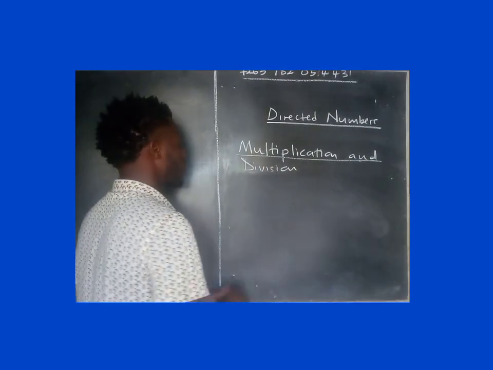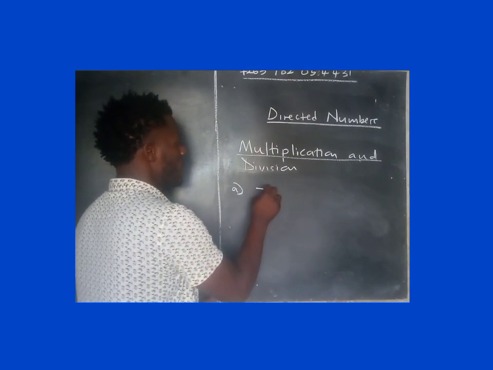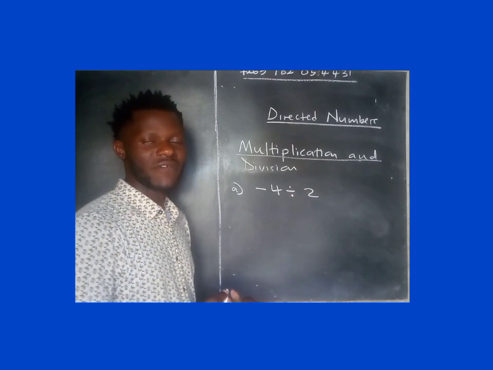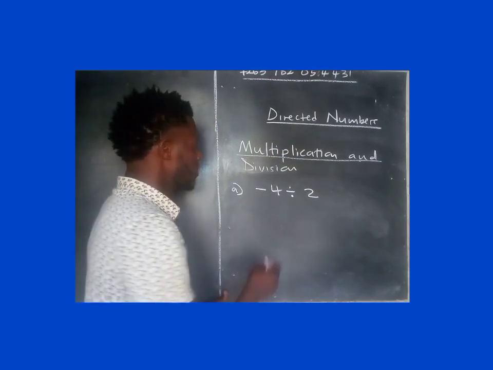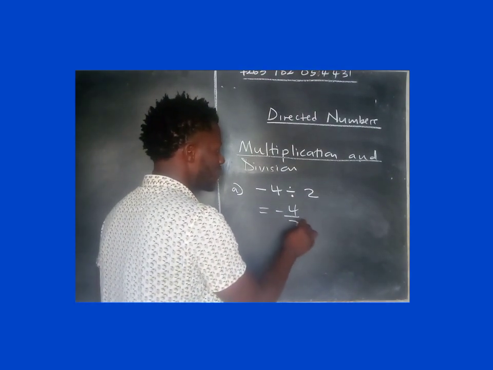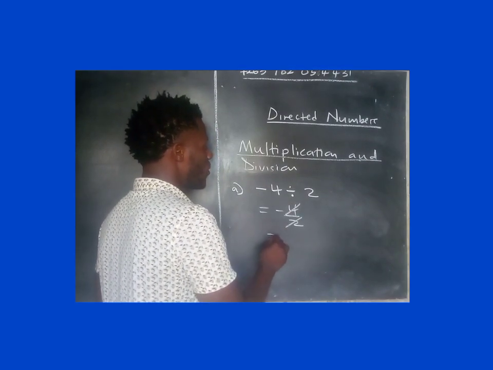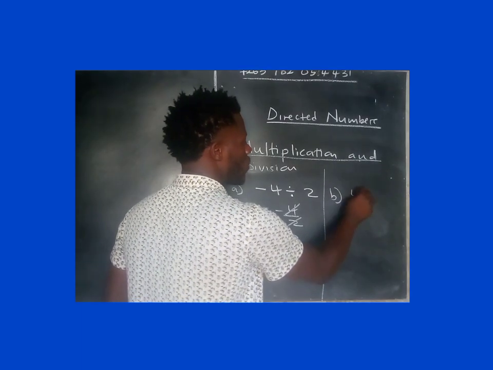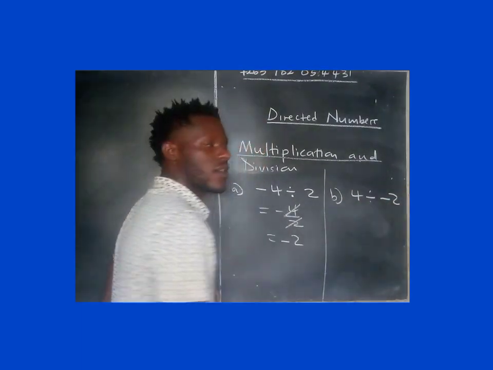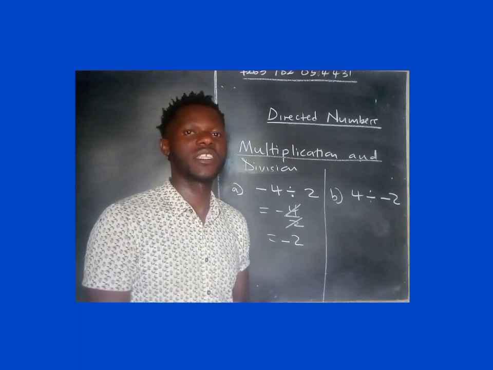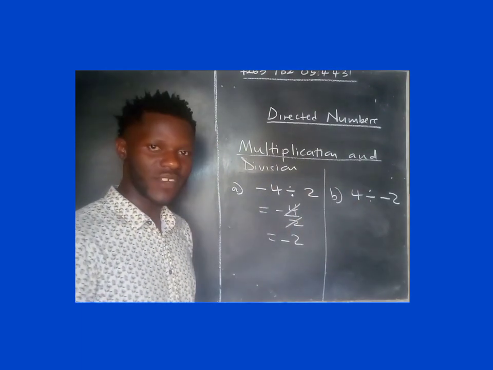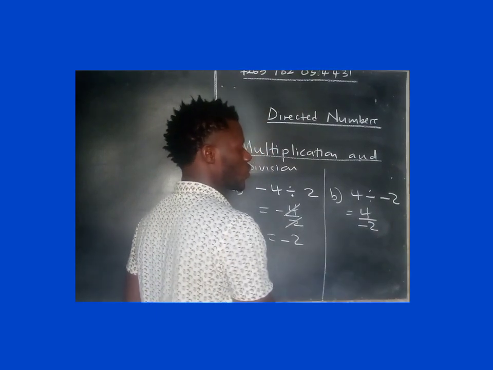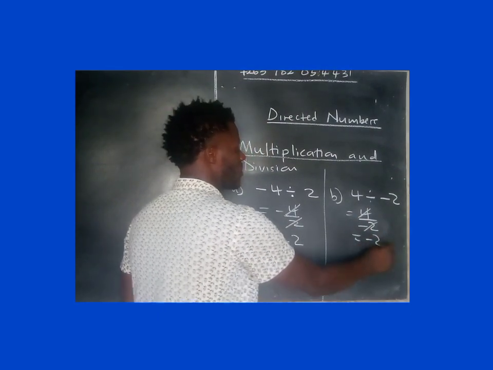Let me show this. Suppose number A, we have minus 4 divided by 2. We are dividing numbers with different signs. We continue dividing, that is minus 4 over 2. 2 into minus 4, we get negative 2. Even if it was 4 divided by minus 2, no matter the negative sign is on the numerator or the denominator, as long as they have different signs, you get a negative answer. So in this case, it's 4 divided by minus 2. You divide, you get minus 2.